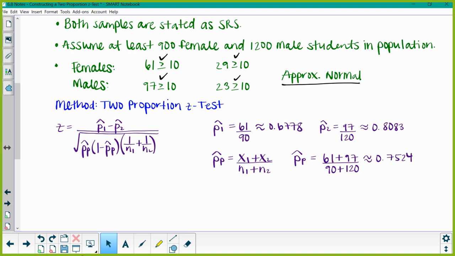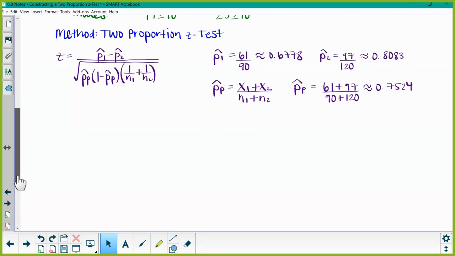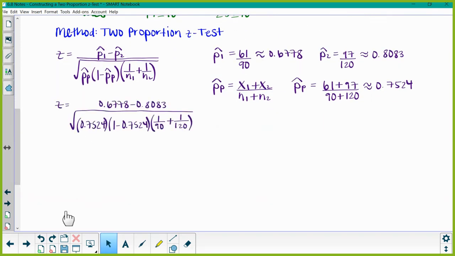So I have my p1 hat, p2 hat, p pooled hat. I know my n1 and my n2. That's not something I necessarily have to identify separately, but I know them: 90, 120. Now I'm just going to take what I know and plug it into the formula. What's going to be a little different here is you're going to get a very rounded answer. It's going to have a lot of steps where you rounded different things. We rounded p1 hat, we rounded p2 hat, we rounded the p pooled.